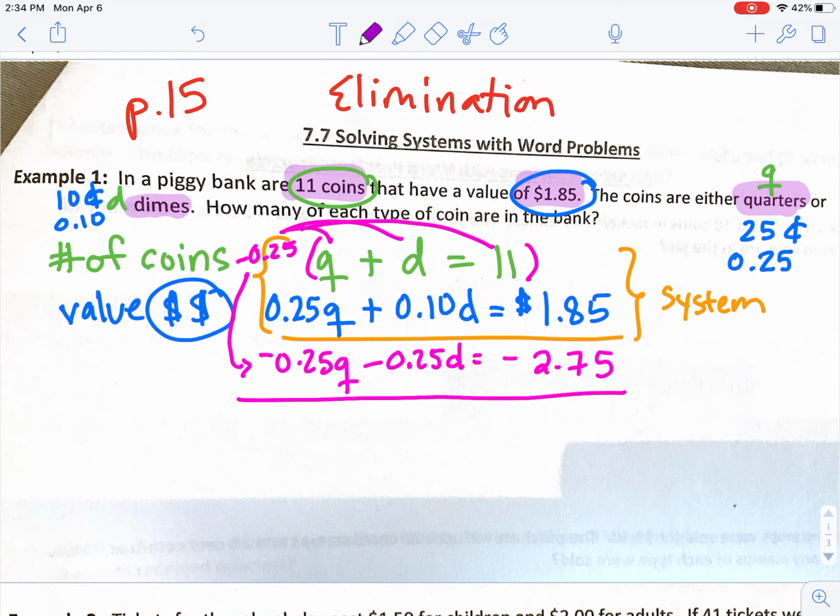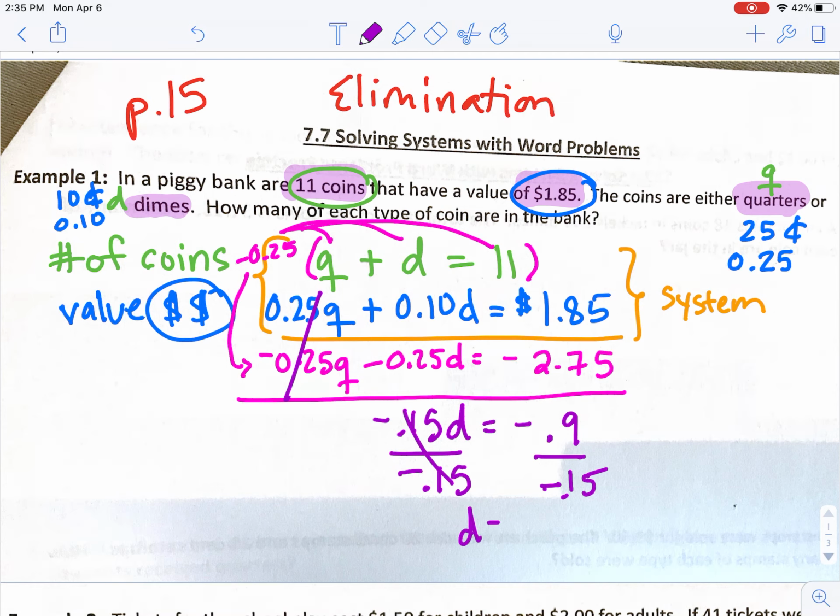And now I can cross off those two. 0.10 minus 0.25 is negative 0.15 D. 1.85 minus 2.75 is negative 0.9. When I divide by negative 0.15, I get 6. So 6 is D, so that's their 6 dimes.